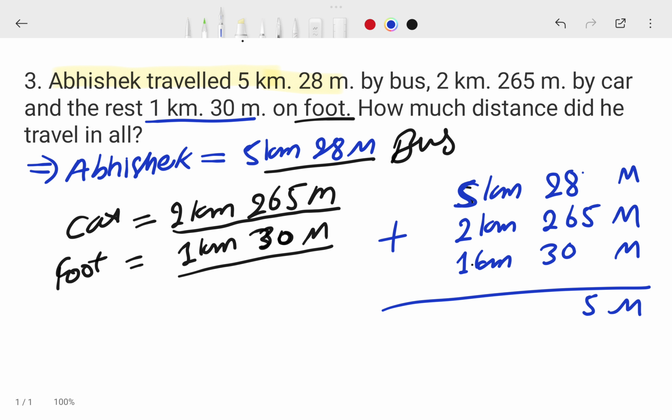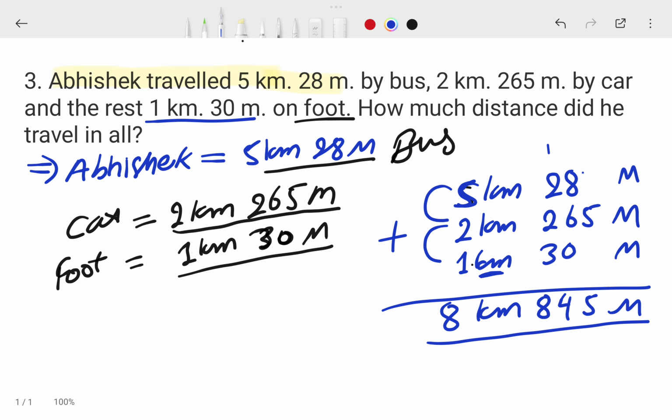This is 8, this is 6: 8 plus 5 is 13, plus 1 is 14, 8 plus 6 is 14. So 1 goes here: 2 plus 4, plus 3 is 7, plus 1 is 8. Now write kilometer here. After that, 5 plus 7, plus 1 is 8. So the total distance he traveled is 8 kilometers 845 meters.